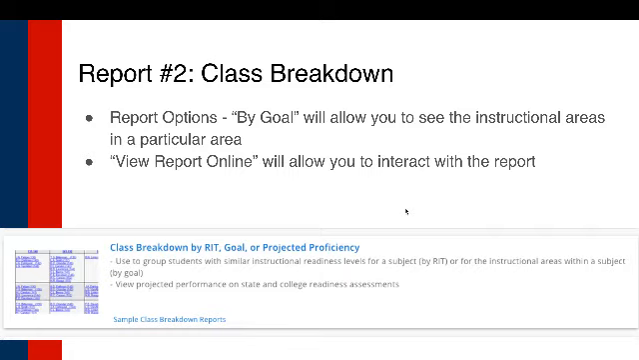So the next report we're going to take a look at is this class breakdown. This is what the icon looks like, and if you select to view this report by goal and review the report online, it's highly interactive. The advantage of this report is it shows you the spread of your students, the breakdown of your students in a particular class. If you're an elementary teacher, you can view this for your entire class. If you're a secondary teacher, you'll have to view this for each period that you teach.